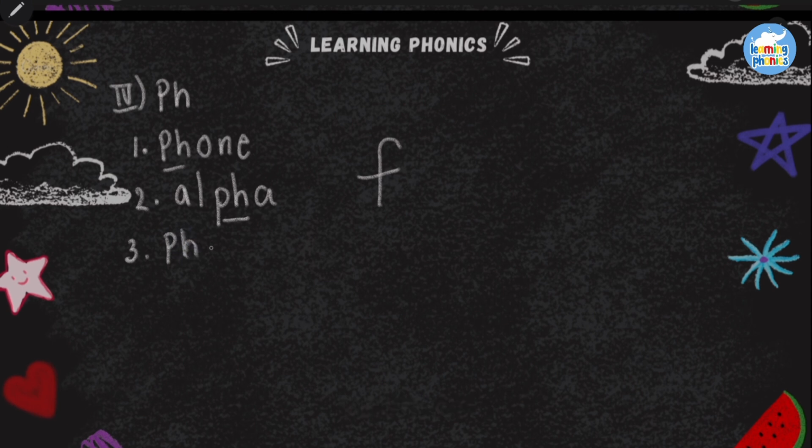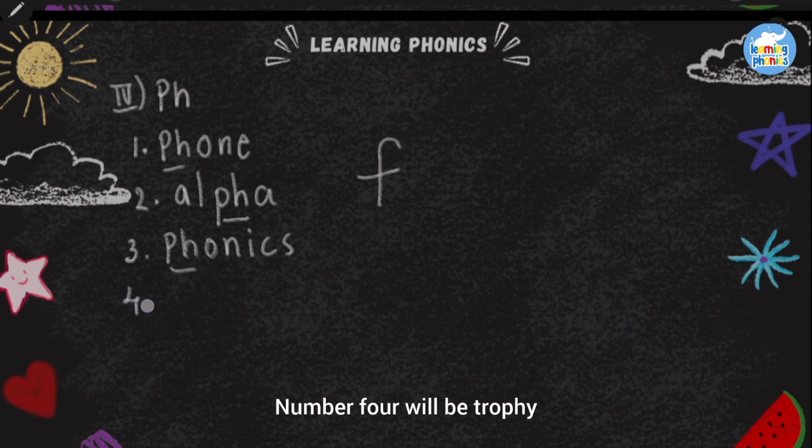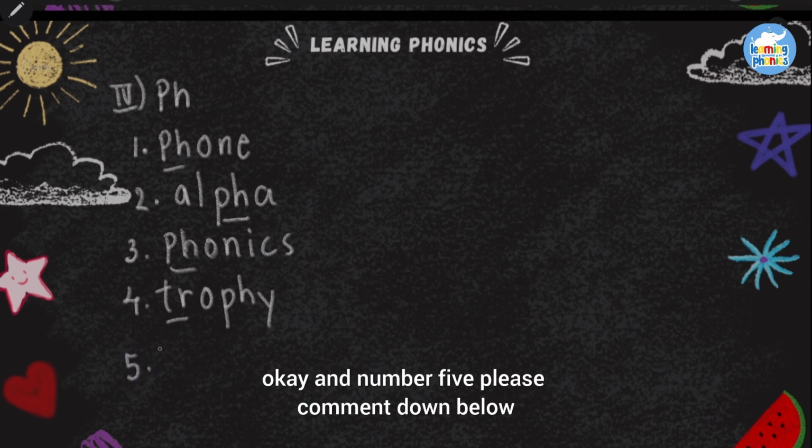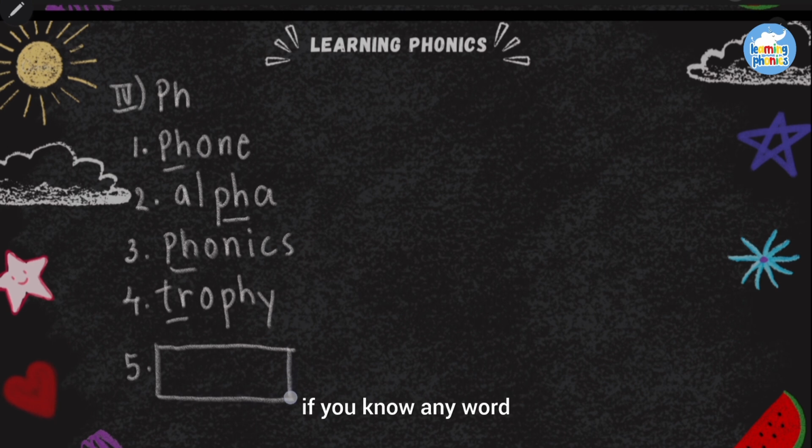Number three will be phonics. See? Phonics. Number four will be trophy. See how Y is making the I sound here. Okay, and number five, please comment down below if you know any word that has the letters PH in it, which are going to say f.